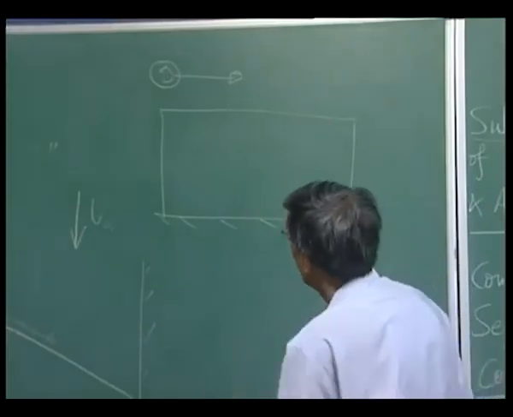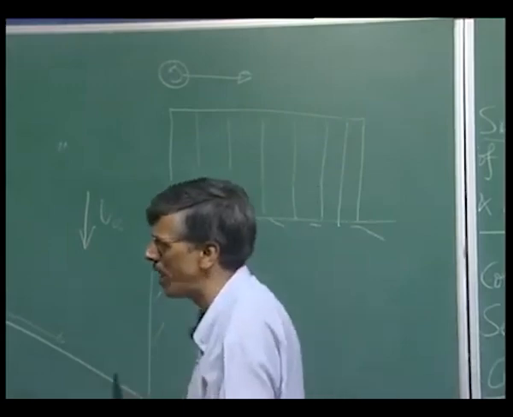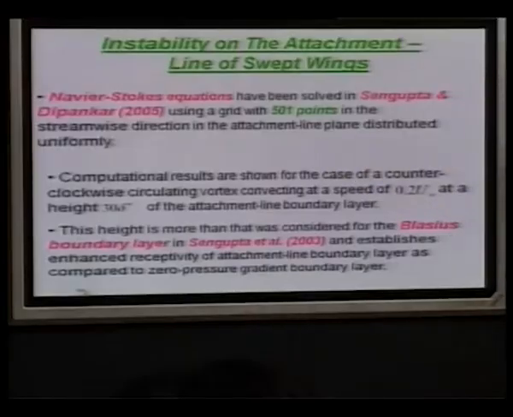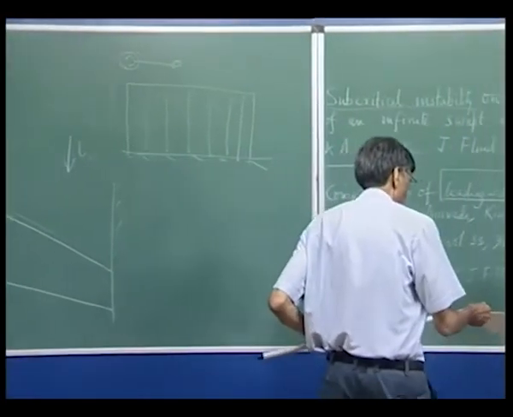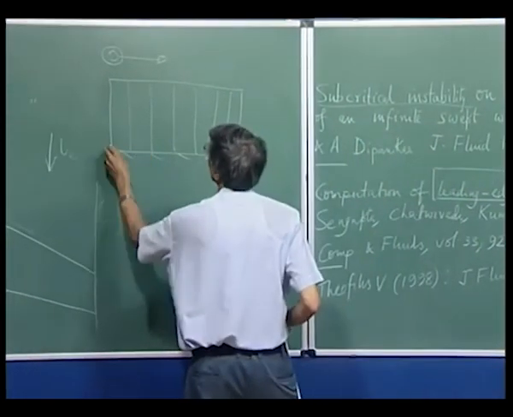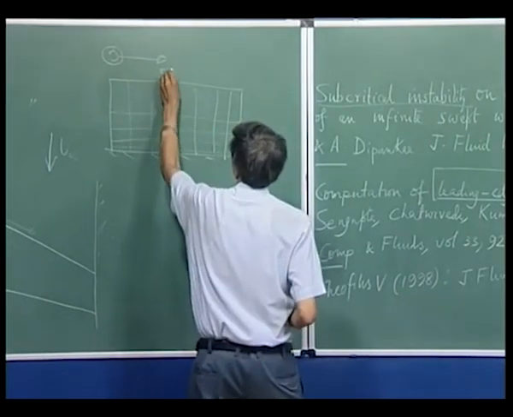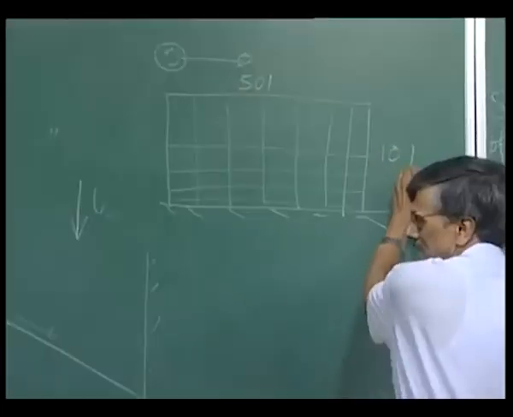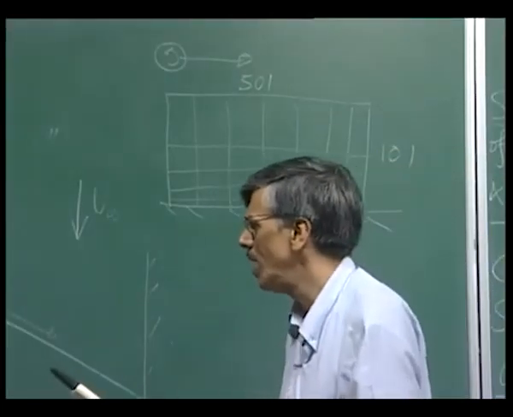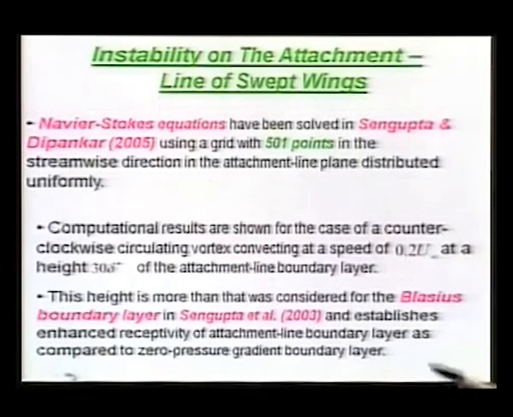and then you have vortices migrating outside the shear layer. And what we did is basically we did take about equispaced 501 points in the streamwise direction, and normal to this wall we have taken a stretched grid like this. So, this side we had 501 points, this side taken 101 points.